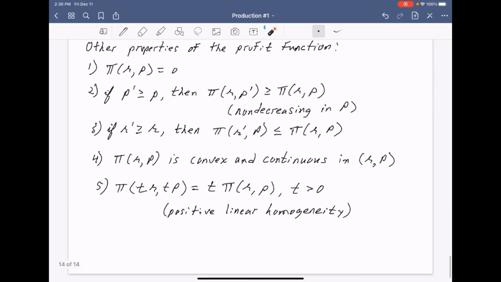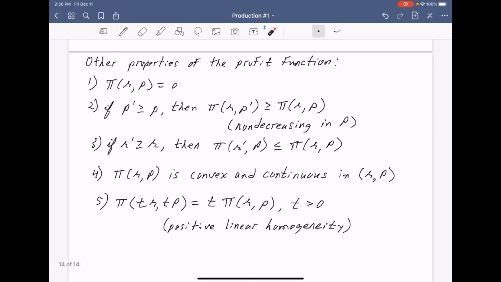Other properties of the profit function include that profit is equal to 0. Remember, what happens is in a perfectly competitive economy, there is no excess profit, and that's really what this is referring to. If we have a higher price, p prime greater than p, then the profit function is greater than what it would be at the lower price. So it's non-decreasing in p. So in other words, the higher the price, the more profit.